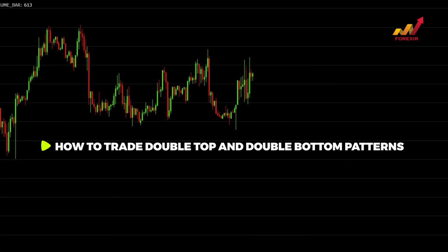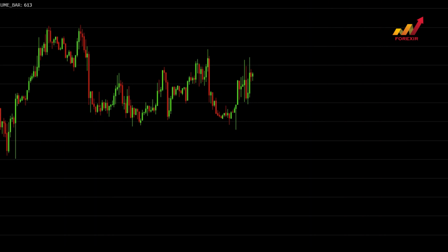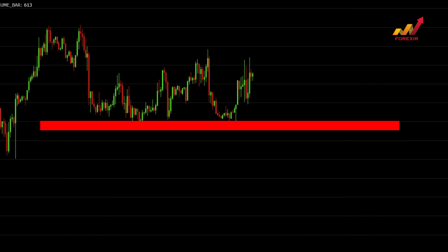How to trade double top and double bottom patterns. After the price crosses the support, you can enter the sell position after retesting.